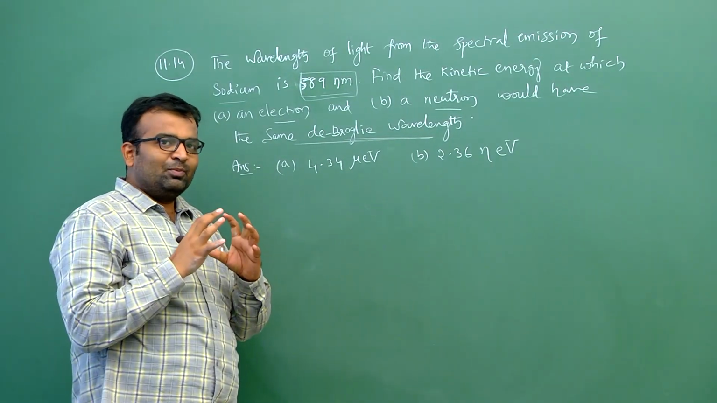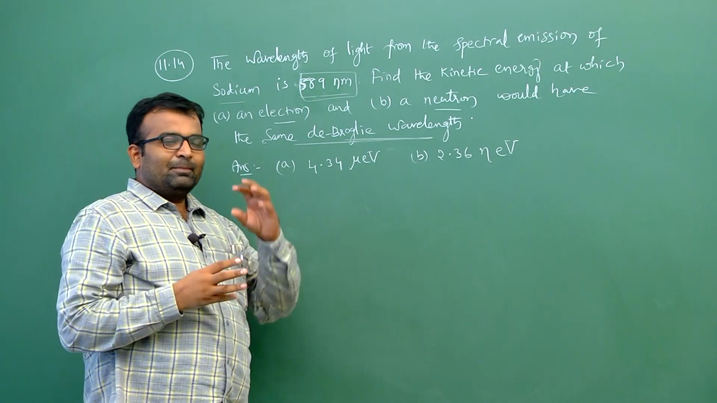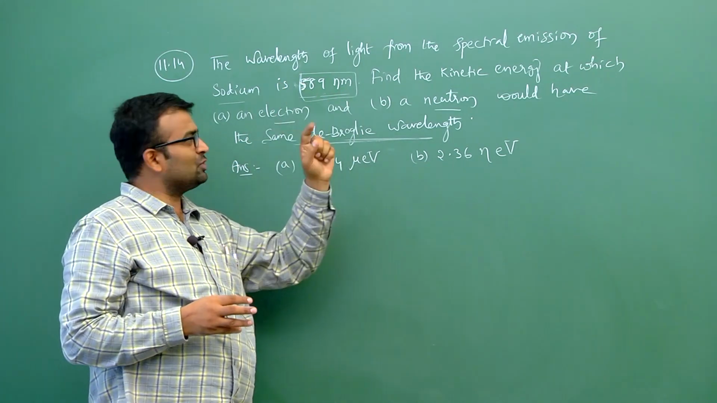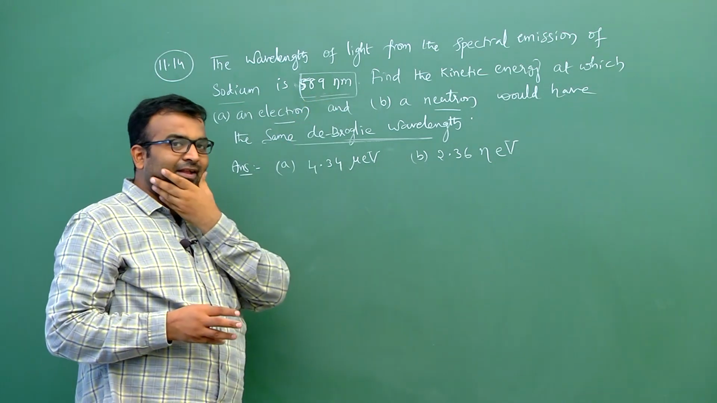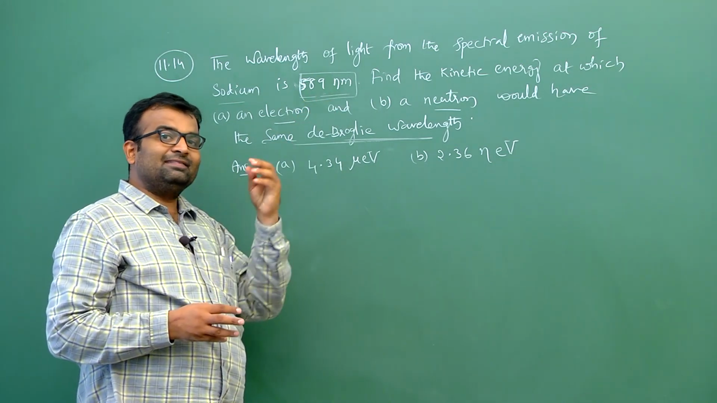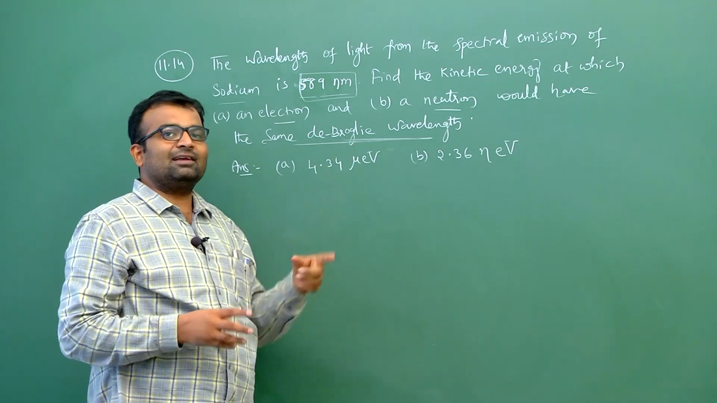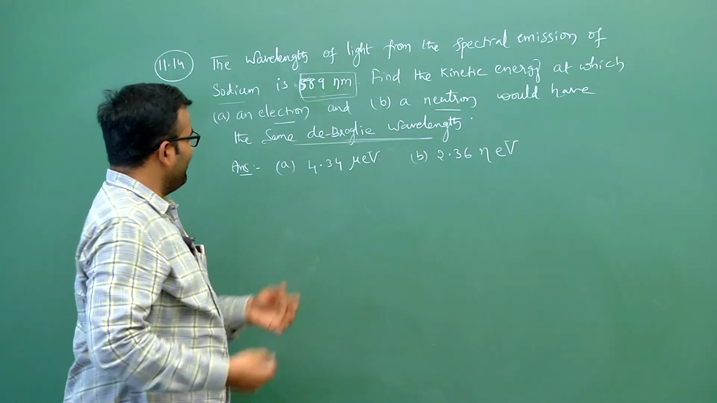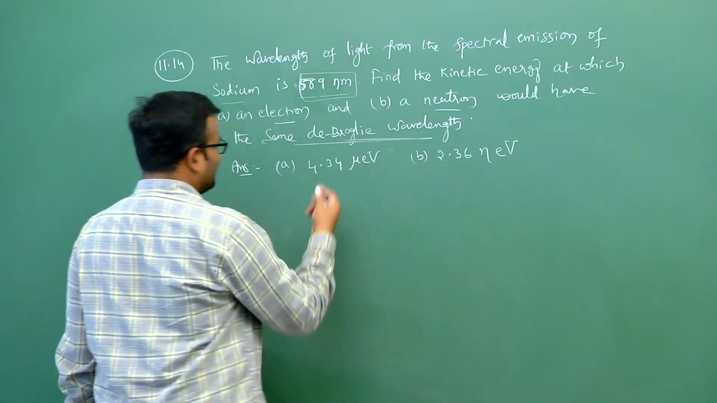He wants to make a question for us by considering one light coming from one source having a wavelength of 589 nanometer. If you want to get the same wavelength for moving particles like an electron and a neutron, what kinetic energy should they possess? Obviously, these answers are in electron volts.